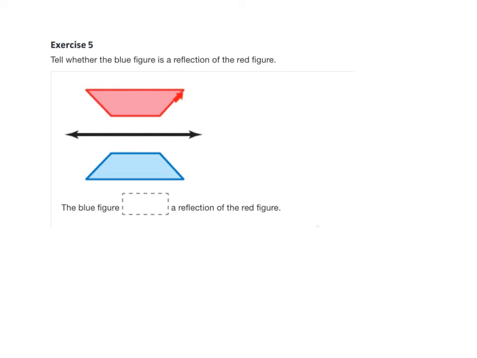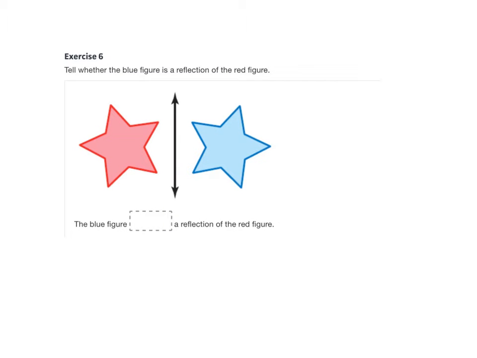See how this one is further away and this one is further away. So the parts that are the closest will still be the closest, and the parts that are the furthest away will still be the furthest away. So in this case, the blue figure is a reflection of the red figure. Exercise 6. This one is a reflection over the y-axis, right?